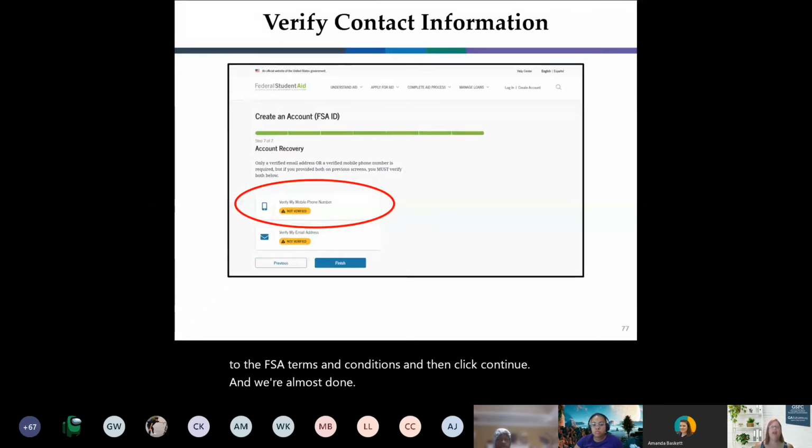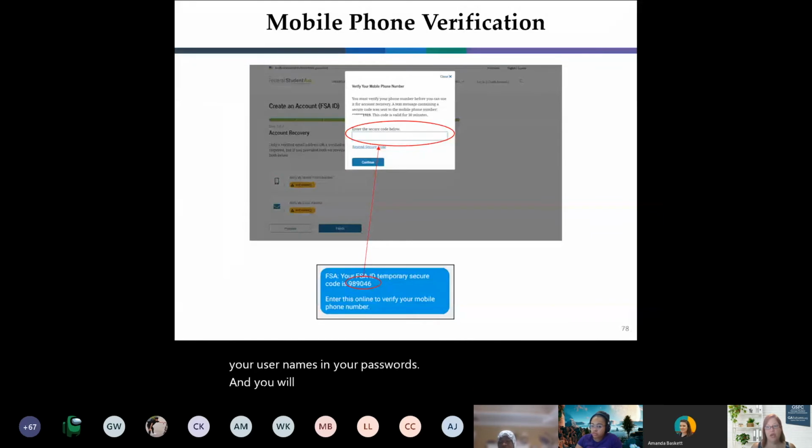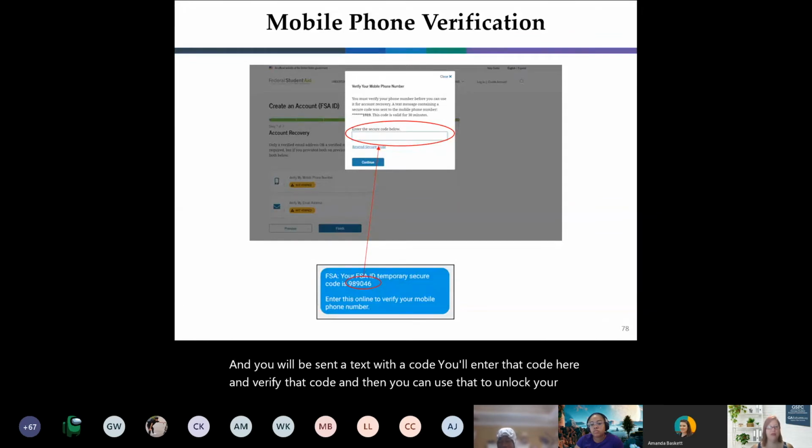So now you're going to verify your email and your phone number that you put in. There's only one email per account and one phone number per account. So you will click on verify my mobile number. And again, this will help with your account recovery for your usernames and your passwords. You'll be sent a text with a code. You'll enter that code here and verify that code. And then you can use that to unlock your account, receive your username, or even reset your passwords. And you have to do this before you can continue on.